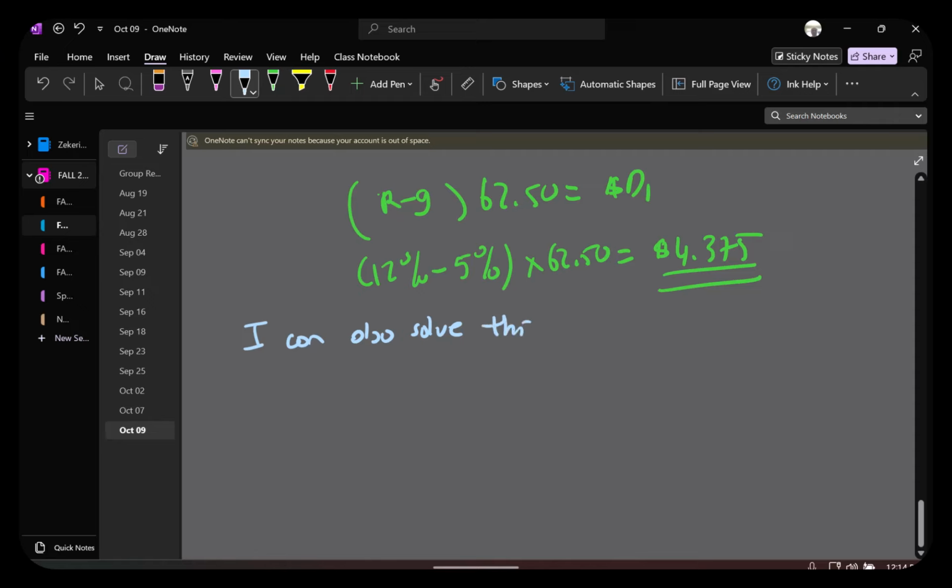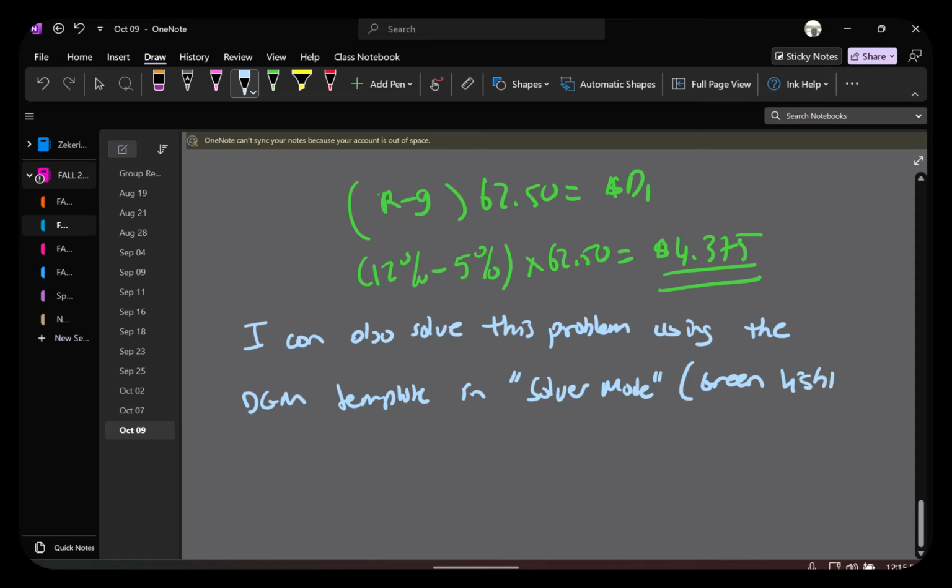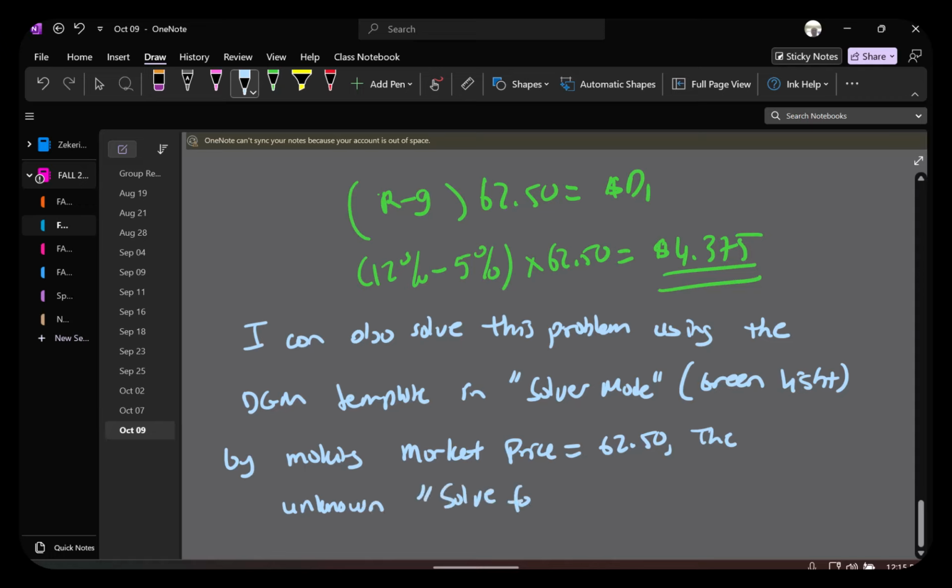I can also solve this problem using the DGM template in solver mode, green light, by making market price equal to 62 and a half and the unknown, or the solve for, dividend number one.